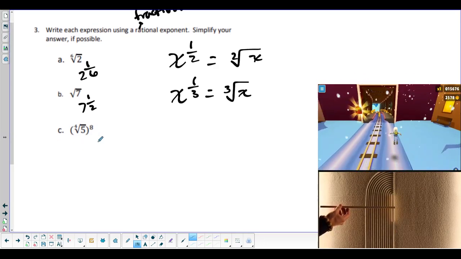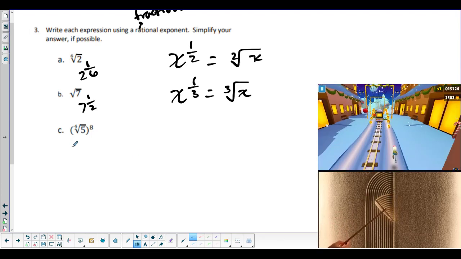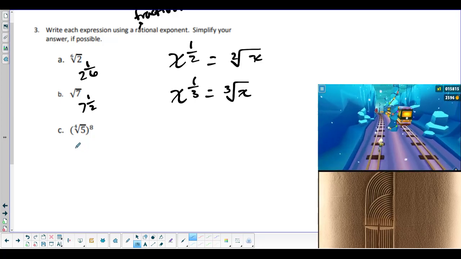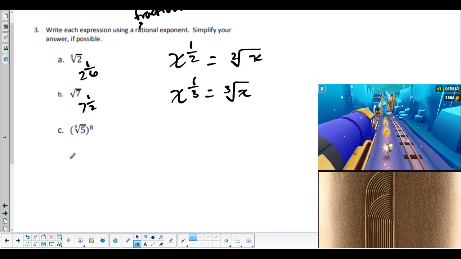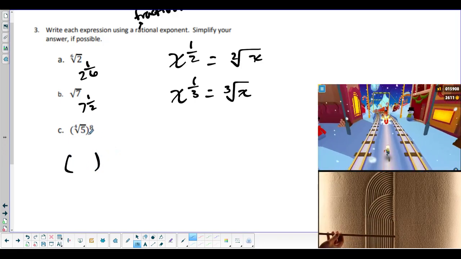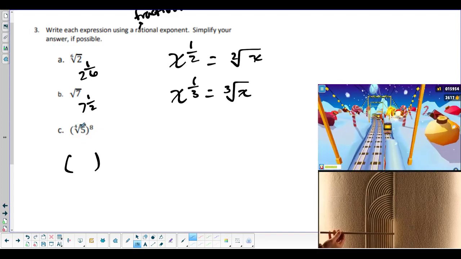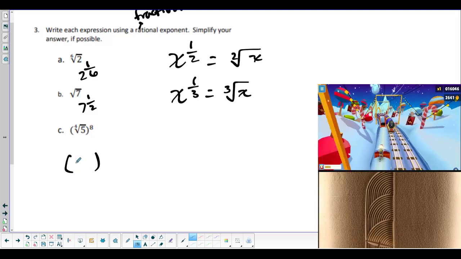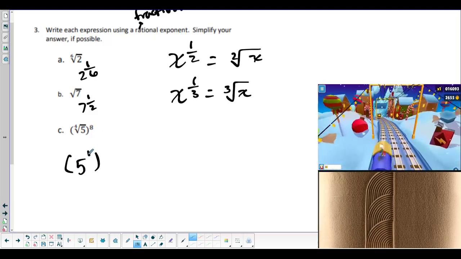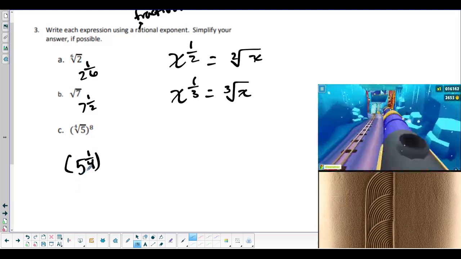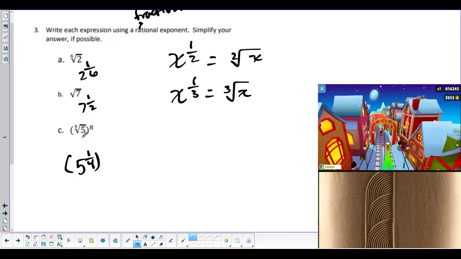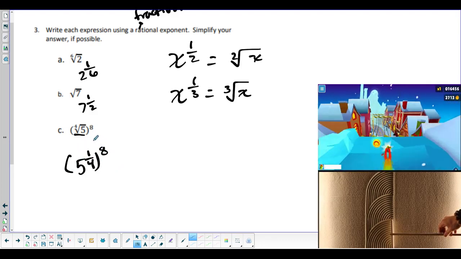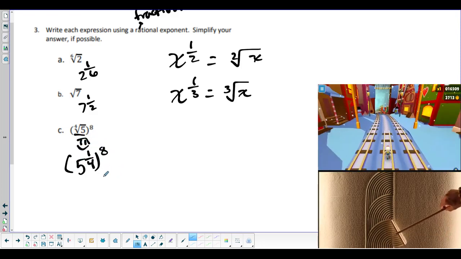But this one, it gets a little bit trickier in C because we got 2 things going on at once. Anyway, so I can see that the inside here, I'm just going to look at the inside of the parentheses first. It says the 4th root of 5, or the quad root of 5. Well, that would mean that 5 is being raised to the 1/4 power. And then this whole inside right here is being raised to the 8th power. And so really, these 2 are the exact same equation, just rewritten.